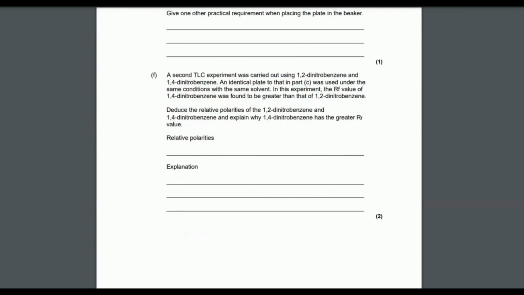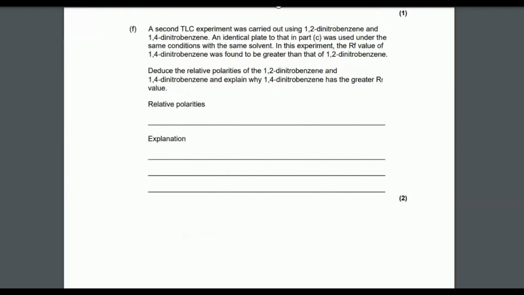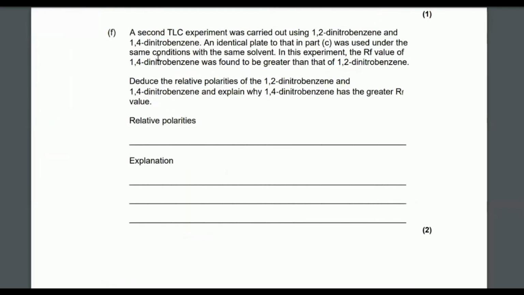Okay, let's zing now to part F. A second thin layer chromatography experiment was carried out using 1,2-dinitrobenzene and 1,4-dinitrobenzene. So they used both spots and ran them together. An identical plate was used in the exact same conditions with the same solvent. Remember, that solvent was hexane from the first experiment. In this experiment, the RF value of 1,4-dinitrobenzene was found to be greater. That means that 1,4-dinitrobenzene moved further than 1,2-dinitrobenzene.